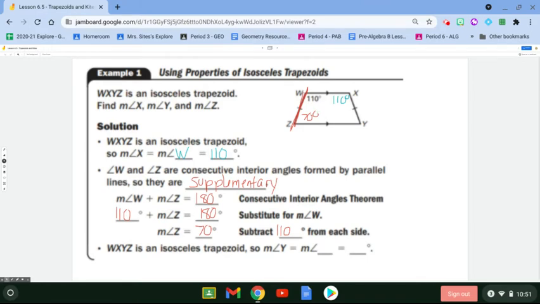Since this is an isosceles trapezoid, the base angles must be congruent to one another. So the measure of angle Y has to equal the measure of angle Z, which means angle Y is also 70 degrees.